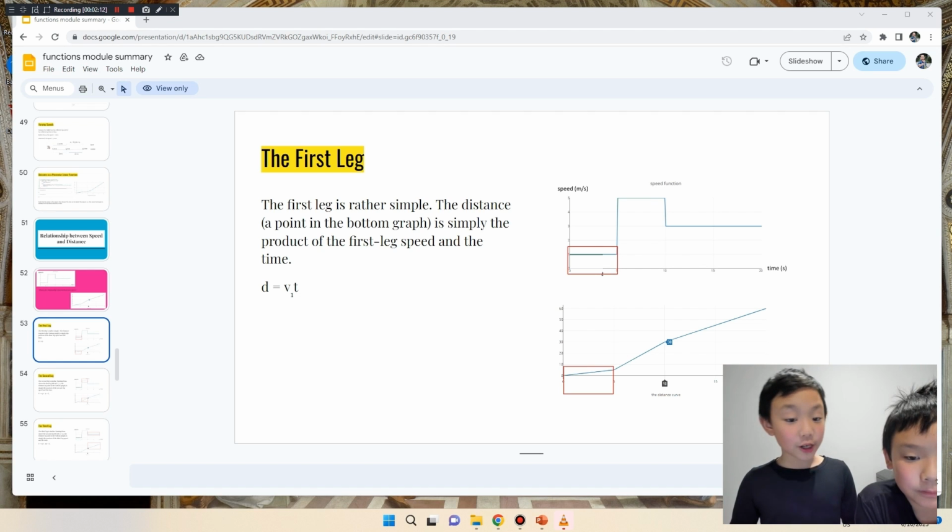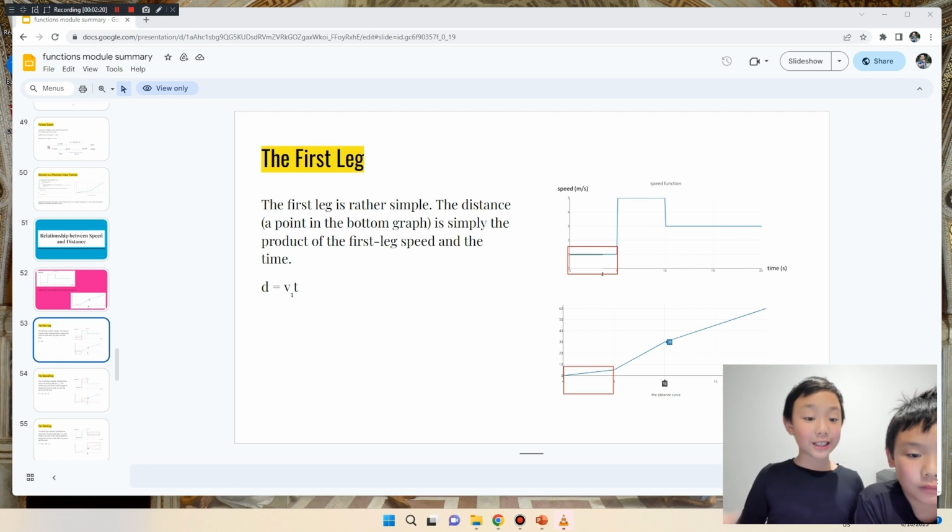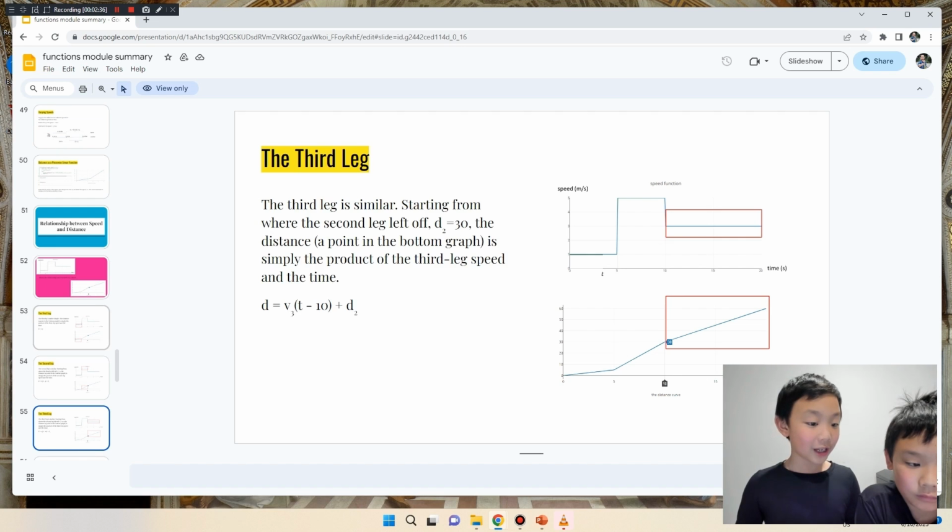So now we're going to be learning about a leg. A leg is basically when the speed changes, it makes it look like a leg. An example of a leg is like here. There are 3 legs in this speed graph. The first leg is 1 meter per second. The second leg is 5 meters per second. And the third leg is 3 meters per second. You can see the 3 legs here: first leg, second leg, and third leg.